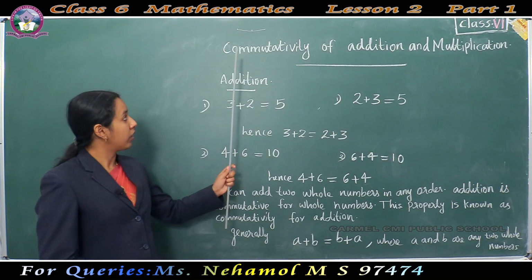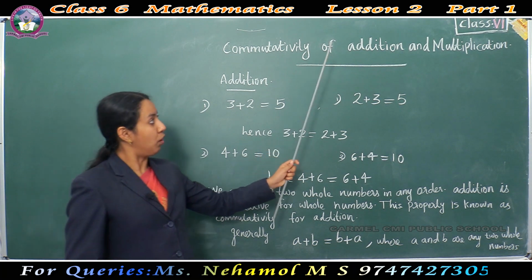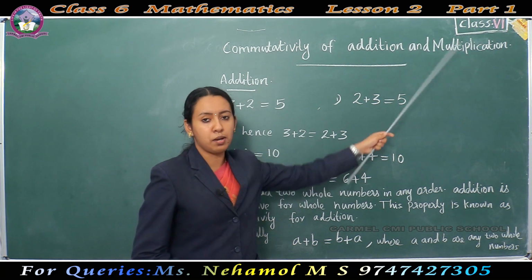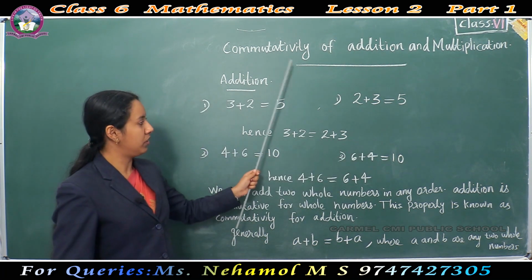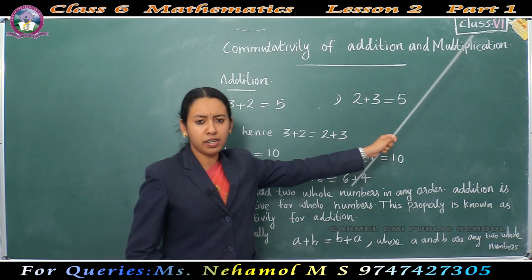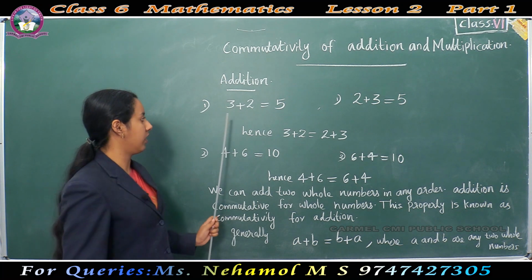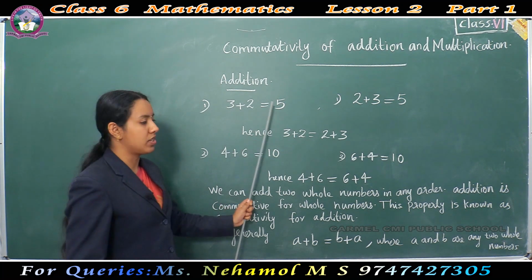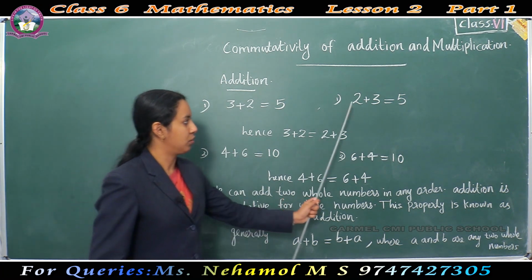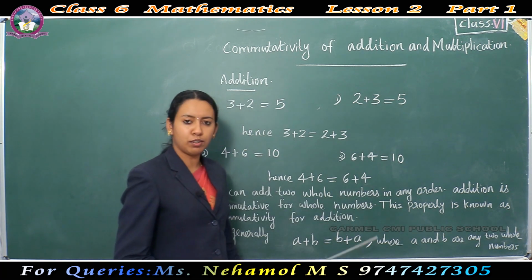Next one, commutativity of addition and multiplication. First we can consider addition. Consider the examples. 3 plus 2 is equal to 5. 2 plus 3 is also equal to 5.